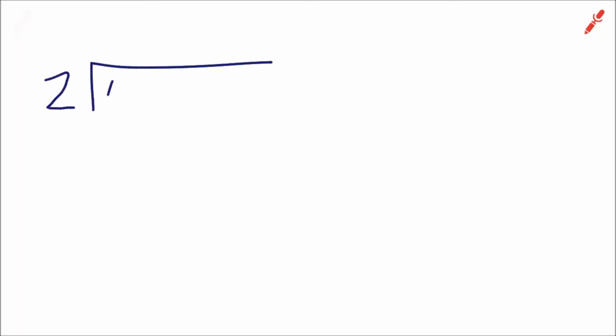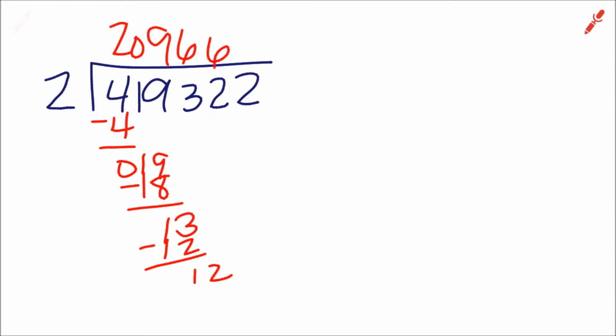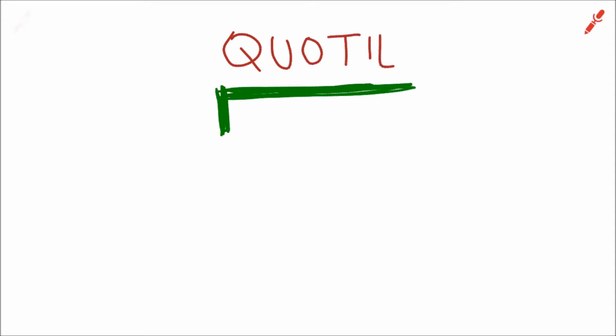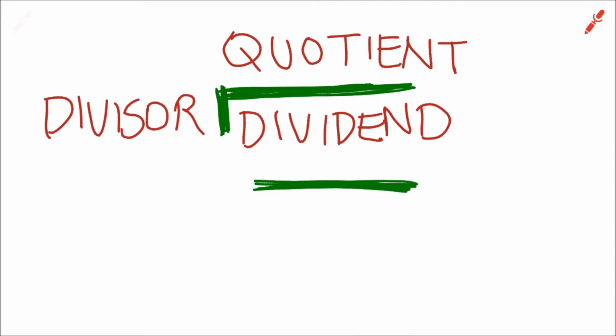I'm going to start off with some super basic division, so follow along. Now we're going to review some of the division terms. For example, the quotient is the answer, the dividend is what's in the house, the divisor is outside the house, and the remainder is at the bottom.